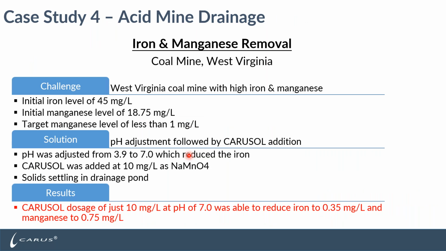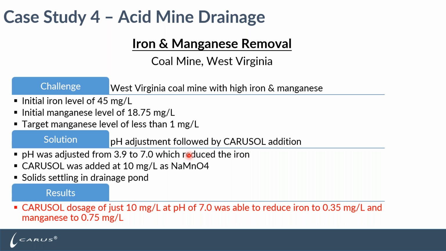This is a second acid mine drainage case study from, again, a coal mining operation in West Virginia. The challenge for this site was to, again, reduce high iron and manganese levels in the wastewater. So drainage water samples were collected. The analysis showed a pH of 3.9, iron at 45 milligrams per litre, and manganese at 10 milligrams per litre. The facility was required to reduce manganese down to less than 1.